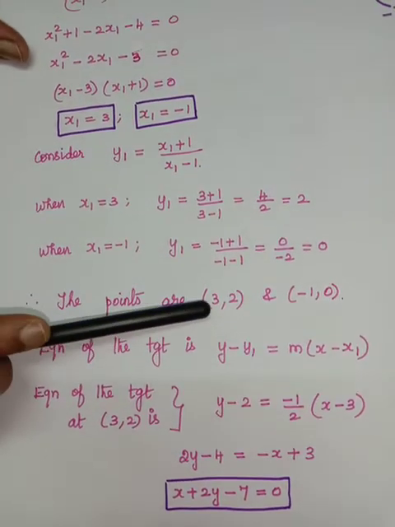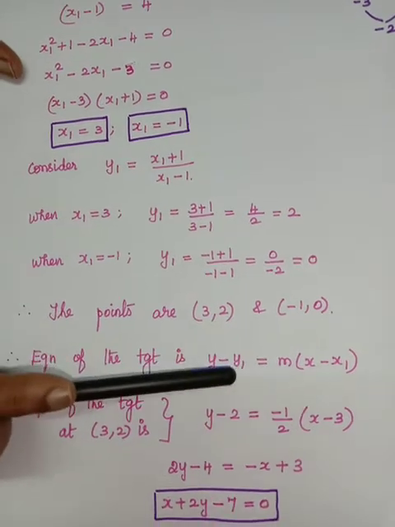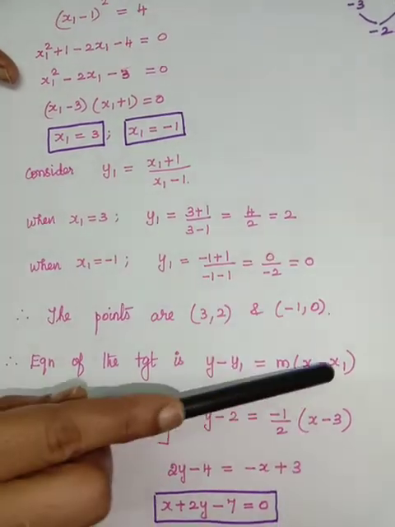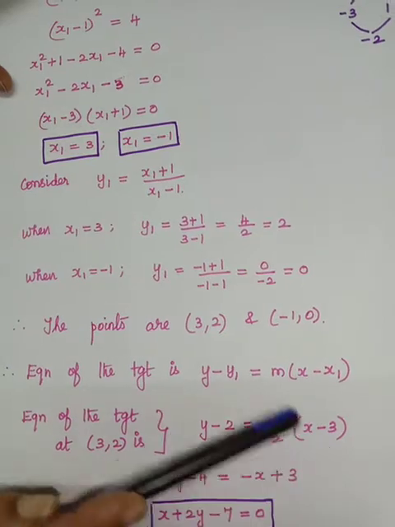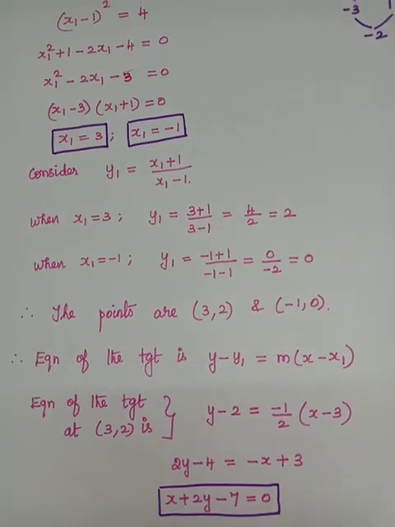Consider the first point (3, 2). So this is your x1 and this is your y1. In the place of y1 you have to substitute 2, and in the place of x1 it is 3. And what is m? We have found m in the first step: m is equal to -1/2.